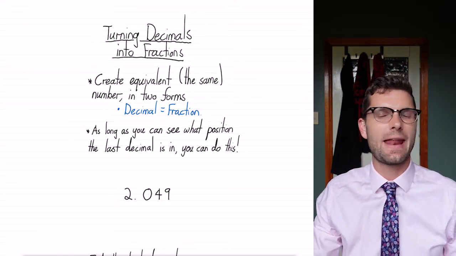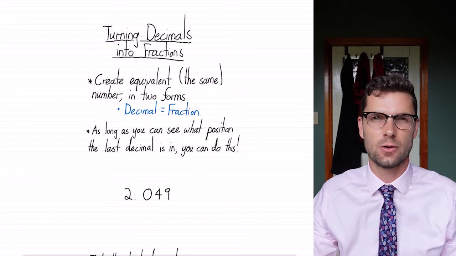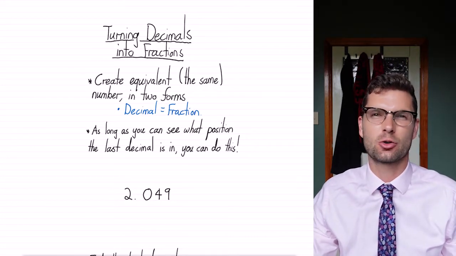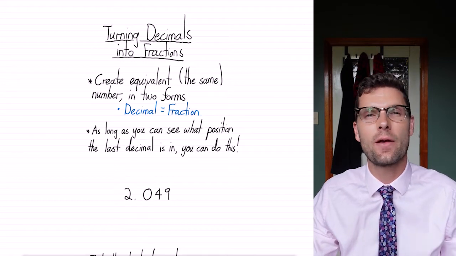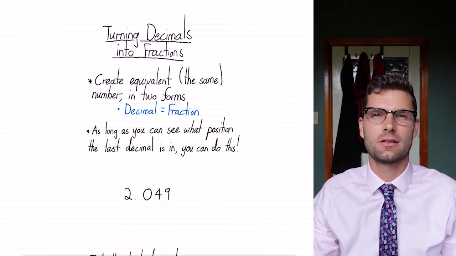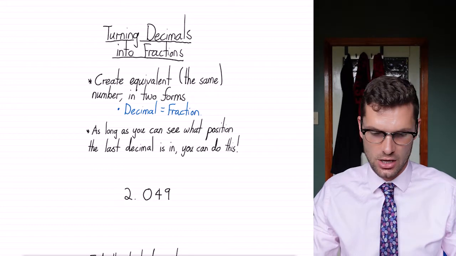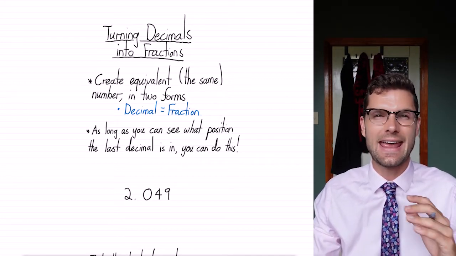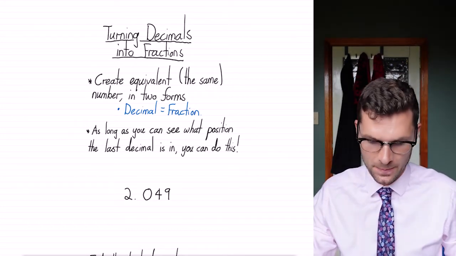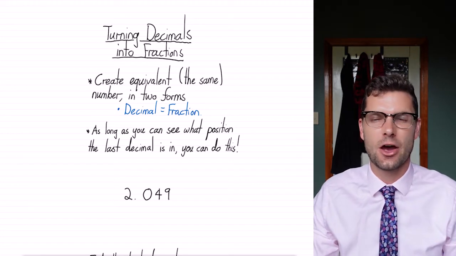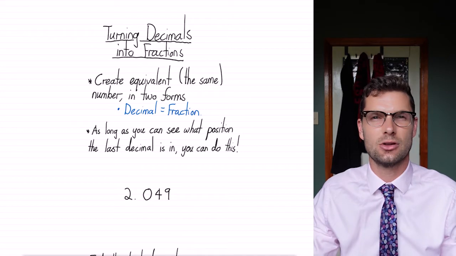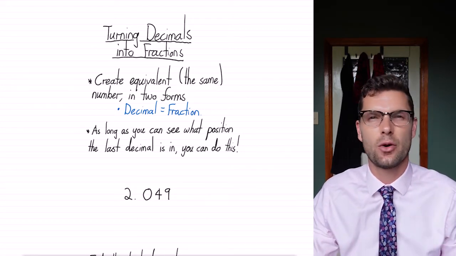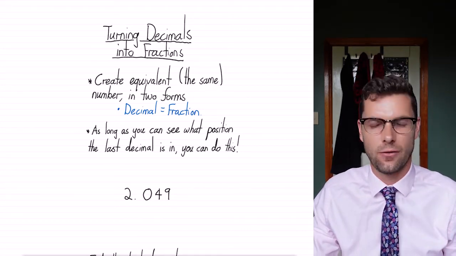Today we're going to be talking about how to turn a decimal into a fraction. So what we're trying to do is create the same number in two different forms, or create equivalent forms that give the same information. So we're trying to say that this decimal number equals this fraction, okay? The only trick that you need to know for this is if you can identify which position the last decimal is after the decimal point, you're going to be absolutely fine with this.